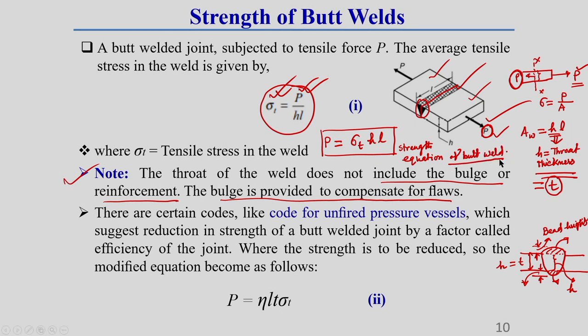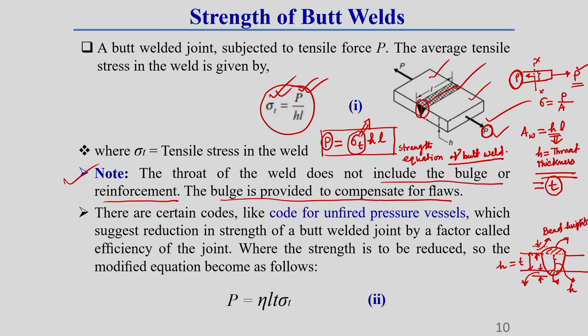What does it mean? If we know that the weld has a permissible normal stress, and we consider this sigma T is the permissible normal stress of this weld material, then we can say what should be the externally applied load. That means if sigma T is the permissible normal stress of the weld material, we can calculate beforehand how much external load this weld structure can sustain.